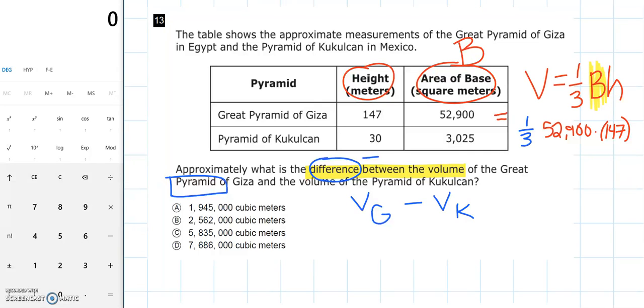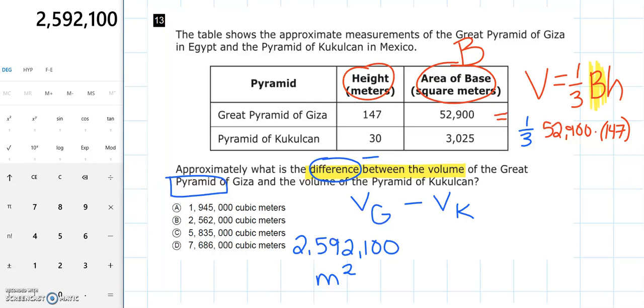So in my calculator, I'm going to do 52,900 times 147 for my height, divided by 3. So it's approximately 2,592,100 square meters. So I'm going to write that down as my answer for the volume of Giza. So it's going to be 2,592,100. Okay, and that is meters squared, square meters.